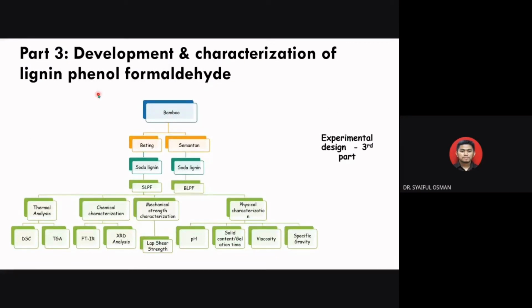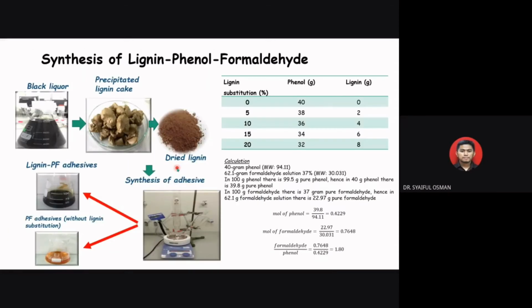And now we are in the third part of my study, where I develop and characterize lignin-phenol-formaldehyde. This is the experimental design for the third part of my study. The lignin substitution was conducted from 0% up to 20% as tabulated here. And here we have the flow of how lignin was obtained from a biomass.